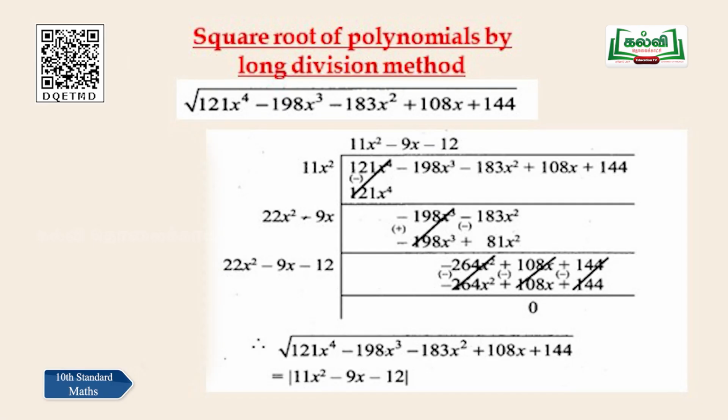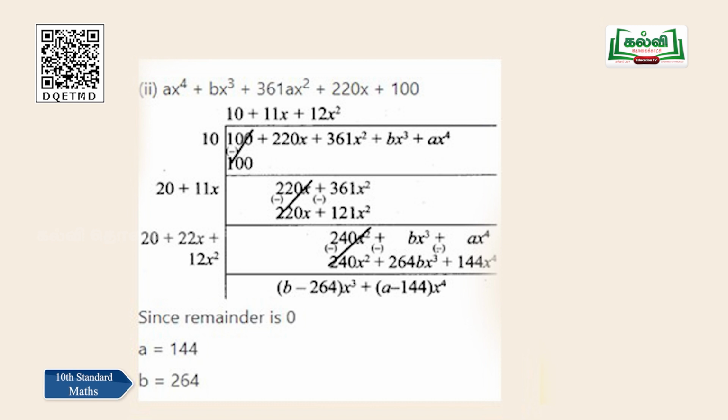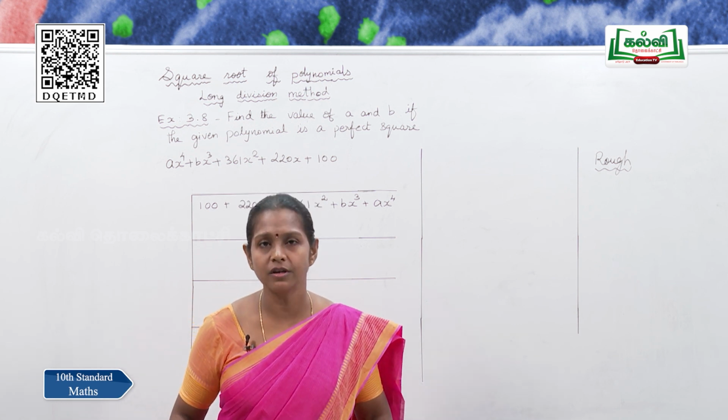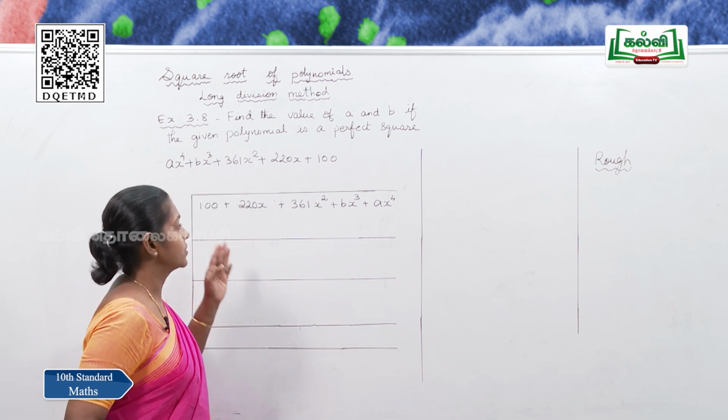And one more thing, you have to check whether my answer is right or wrong. Check the order of the polynomial, even for the square root term, it must also be in the correct format. X squared, then x, then there is no x, only constant. That's all, children. Now we are going to find unknown values by using the square root of polynomials in the same long division method.